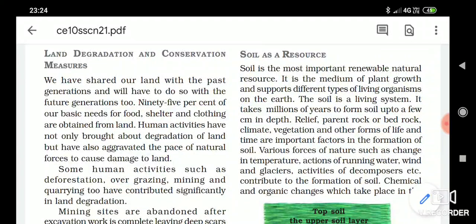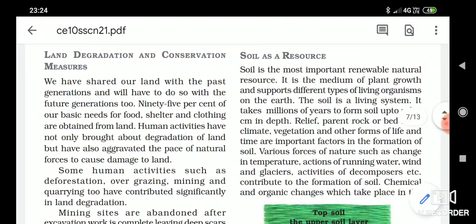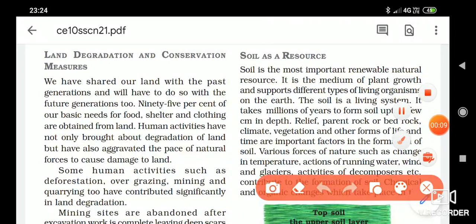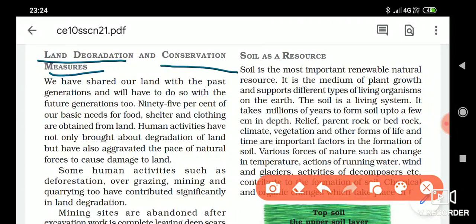So next topic we are taking is land degradation and the conservation measures. Okay, so now the point is: what are the consequences of land degradation, what are the causes, and what steps should be taken to avoid it. Okay, so let's continue.